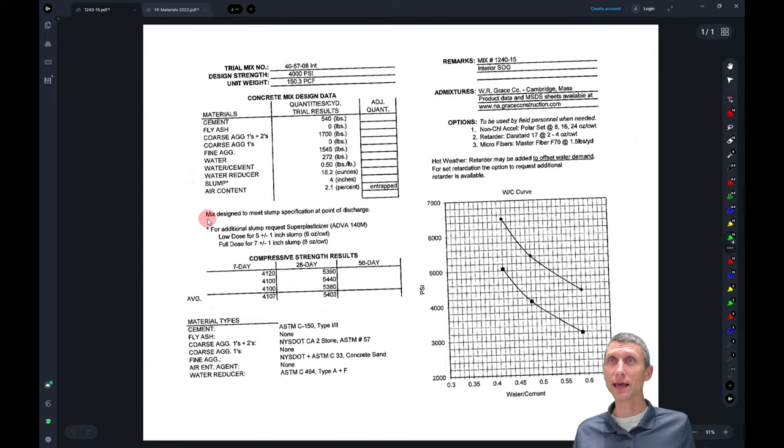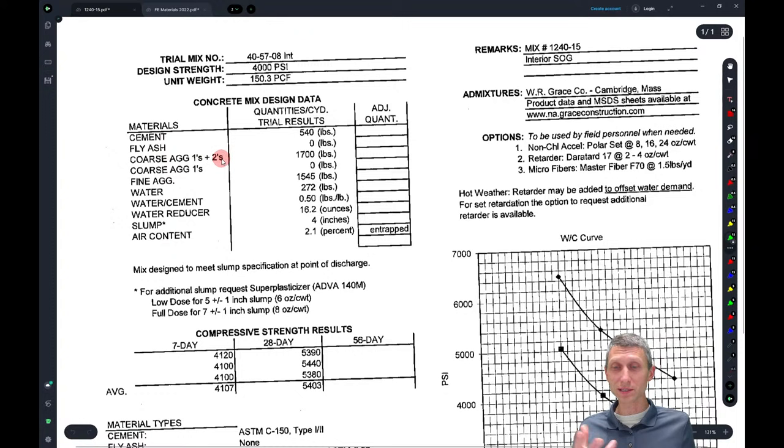So the batch plant goes through, they come up with these mixes, and then we'll go from there. So there's a certain amount of cement, there's maybe some fly ash in this particular mix. They said, okay, give me one without any fly ash. So they gave me one without fly ash, coarse aggregates, ones and twos. Ones are kind of like your 3/8-inch stone, twos are kind of like your 3/4-inch stone, and then fine aggregate, that's kind of like your sand.